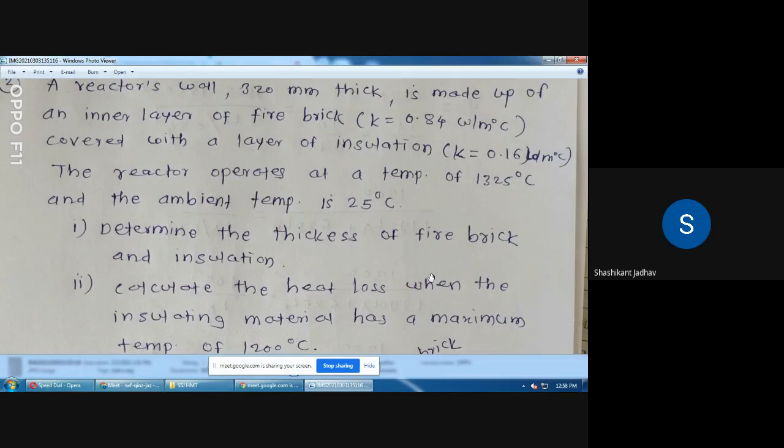Okay. So from this given data, first of all, you have to write down the given things. What is to be given? First of all, you have to read that problem carefully and understand what is given. So a reactor's wall 320 mm thick, one wall is given, a reactor is there. For that reactor there is one wall having a thickness of 320 mm, made up of an inner layer of fire brick.